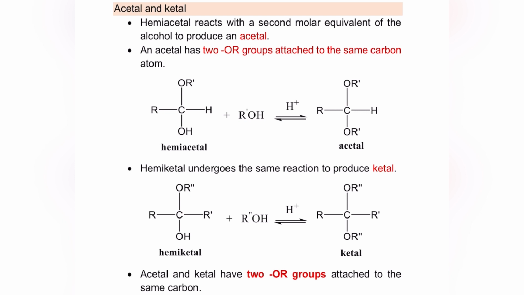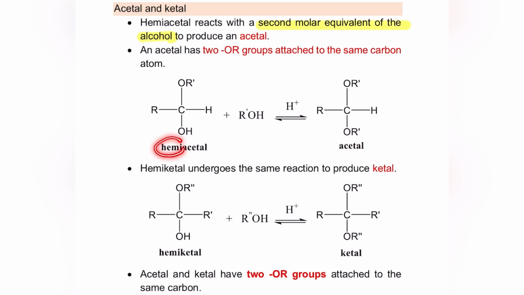Next one, tadi saya cakap kita bahagikan kepada dua parts untuk addition of alcohols. Di sini kita akan fokus kepada bahagian yang kedua, di mana kita akan mulakan starting material kita sambungan daripada hemiacetal and hemiketal. So hemiacetal, dia akan react dengan another second molar equivalent of alcohol untuk hasilkan acetal. Apa maksud perkataan second molar equivalent of alcohol? It means that you have another same molecule of alcohol with the same condition. You react with hemiacetal.